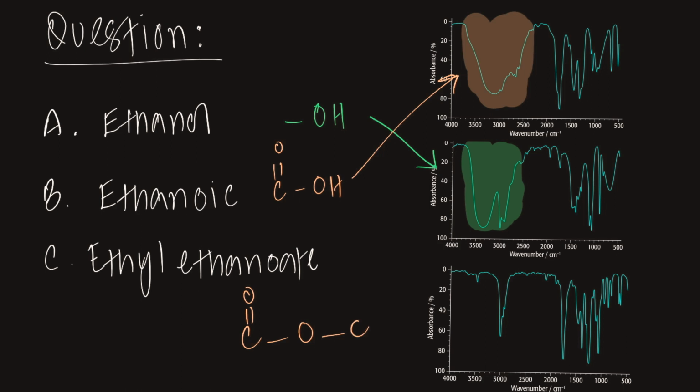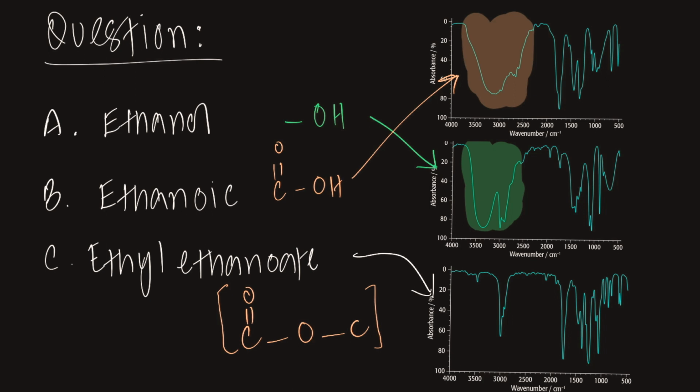There's no OH bond for ethyl ethanoate. This is the ester linkage, and it doesn't have any OH bond, or even in the rest of the molecule there's no OH bond. So it doesn't exhibit a sharp peak over here. So this leftover one has to be my ethyl ethanoate.